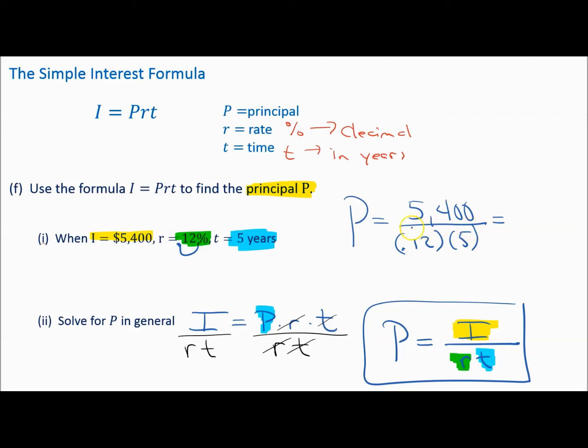And then, just use your trusty calculator and type in 5,400 divided by. Now, if you're going to enter all this in your calculator at one time, you need a set of parentheses. So I'm dividing by 0.12 times 5, but I need parentheses around that. So 0.12 times 5, and I get 9,000. Remember, that's a dollar amount. So $9,000 is our principal.